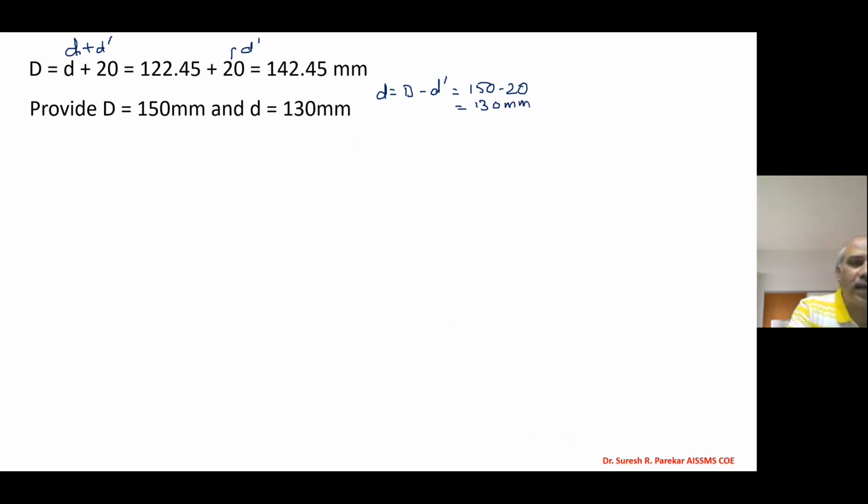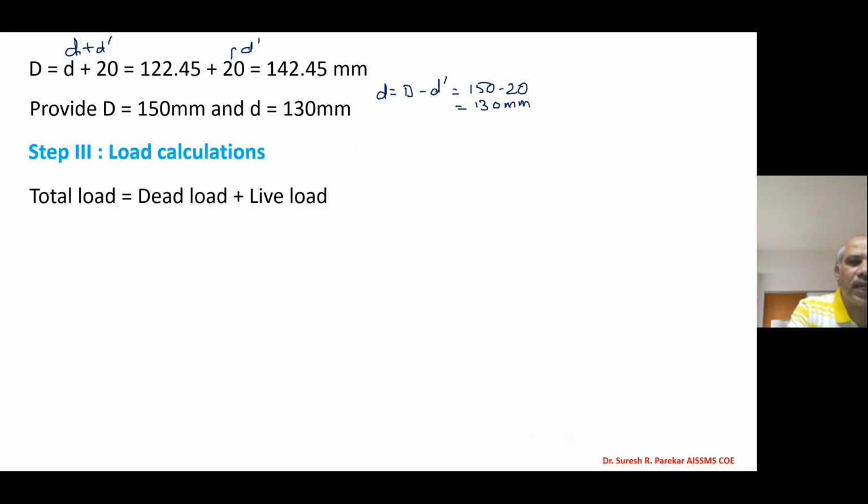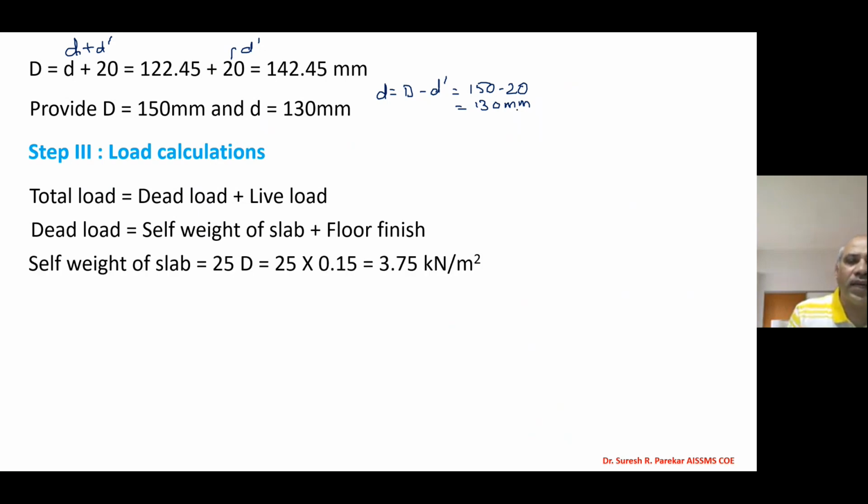Then once we have this value, we will go to step 3, which is load calculations. In this we have total load, that is dead load plus live load. Now we know dead load is self weight of slab plus floor finish. So we have these two values. Now self weight of slab is 25 into D. Overall depth we have 150 millimeters. So 25 into 0.15 gives me the value 3.75 kilonewton per meter square. Now floor finish is given 1.25.